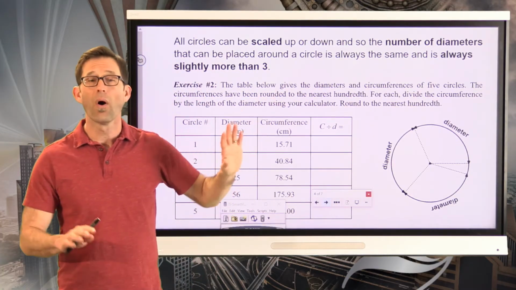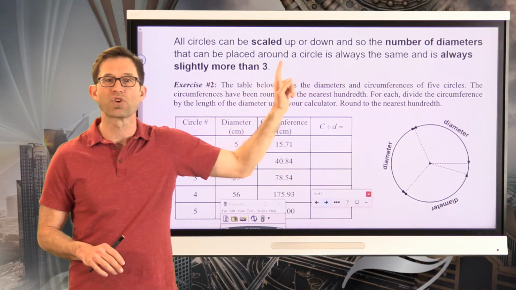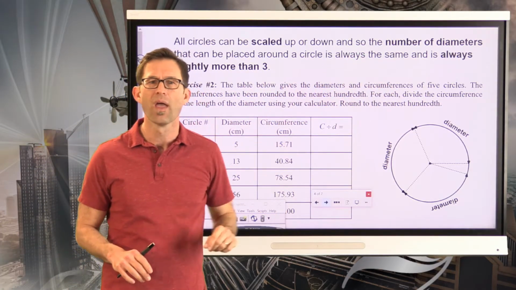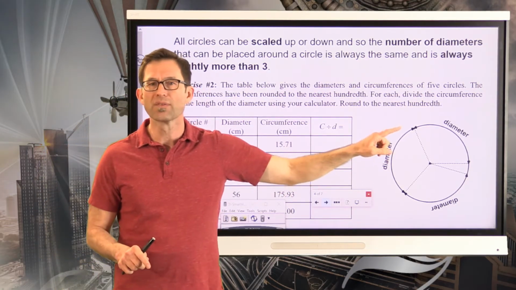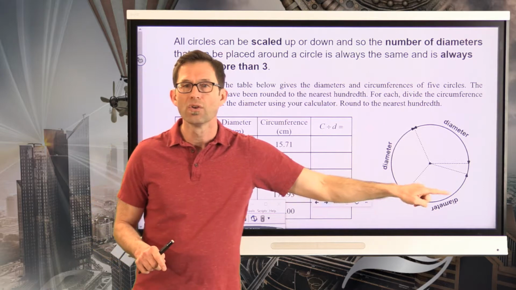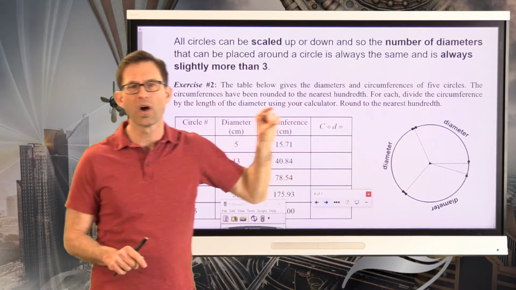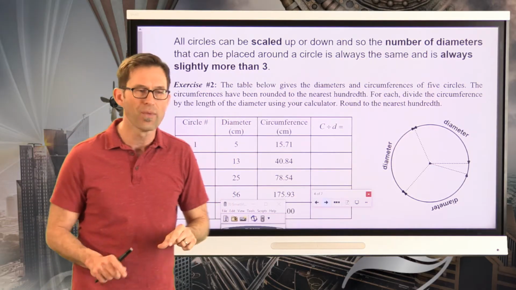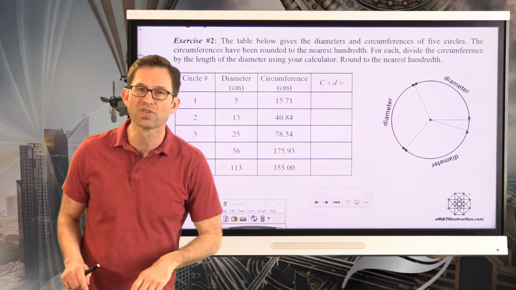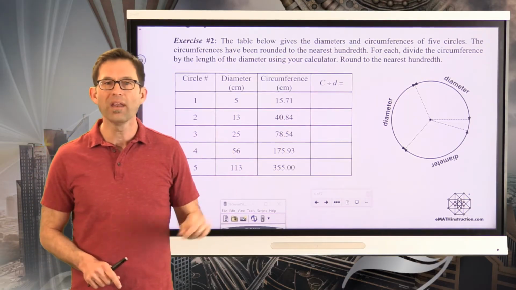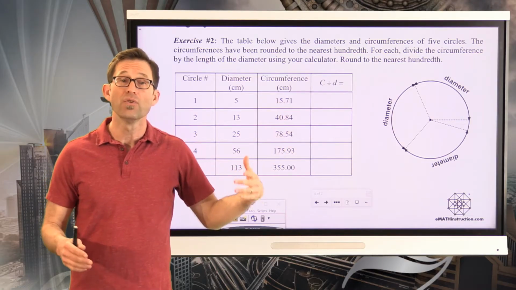All circles can be scaled up or down so that the number of diameters that can be placed around a circle is always the same and is always slightly more than 3, right? So it doesn't matter how big the circle is, you can get 1, 2, 3 diameters and then have a little chunk left over, okay? Now what we really want to do is get a sense for that exact ratio, right? So what do we get? How many diameters fit into a circumference? Well, you do that by division.